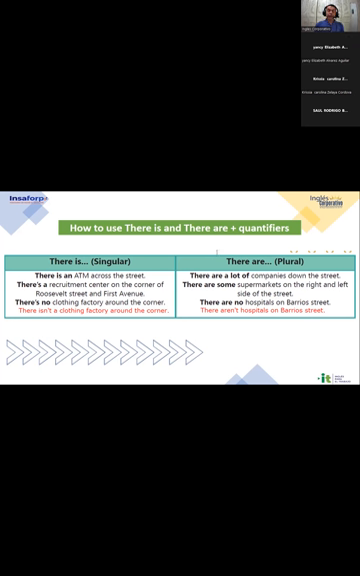And notice that when we use singular, right, we use the word a, a clothing store. Because it's singular, right? But we cannot say there aren't a hospitals. There aren't a hospital. No, no. Because it's no hay un hospitales. Un hospital. No. So we say there aren't hospitals. Okay? Good. Questions?